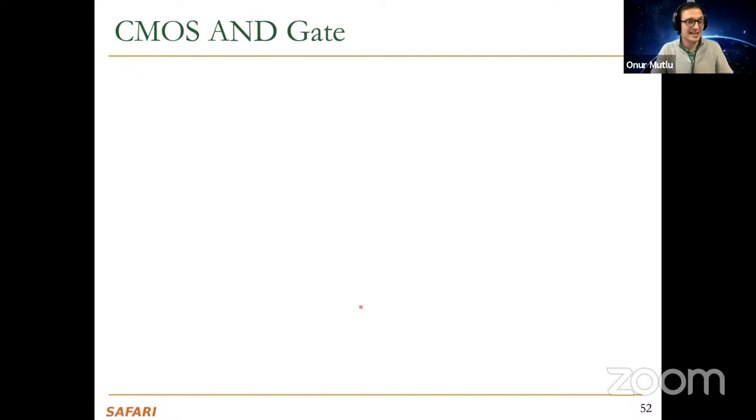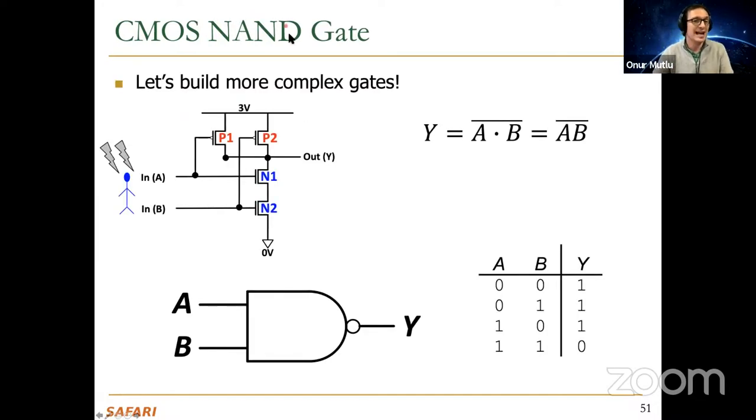So let's take a look at the AND gate. Hopefully now you know what a NAND gate is. If you want to build a NOR gate, what you do is you have the N1 and N2 in parallel here, and then P1 and P2 in series on top. And that gives you a NOR gate.